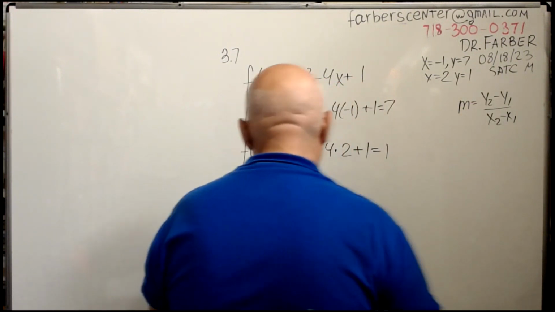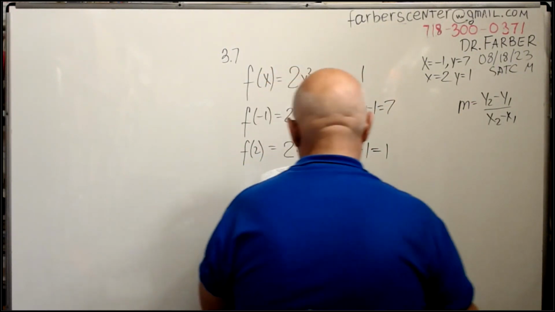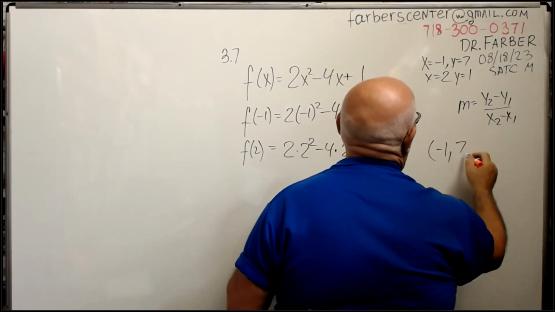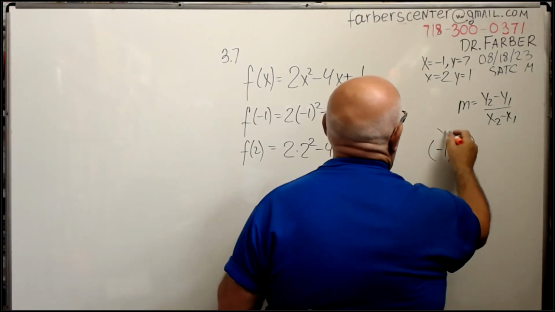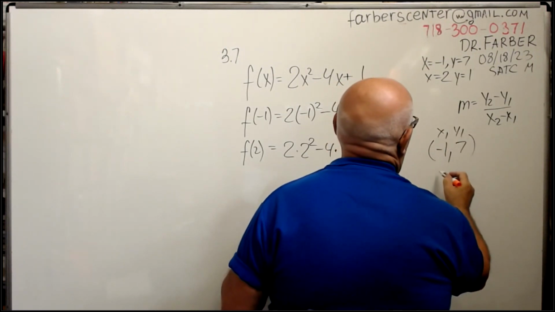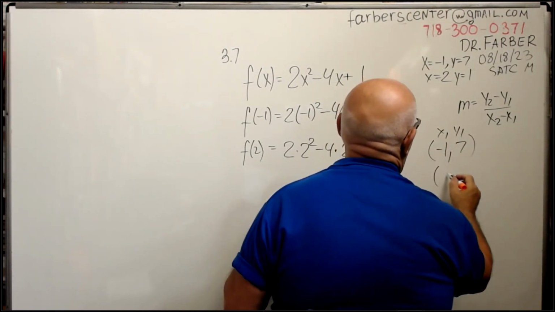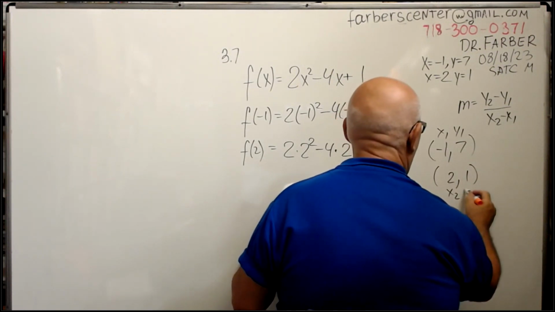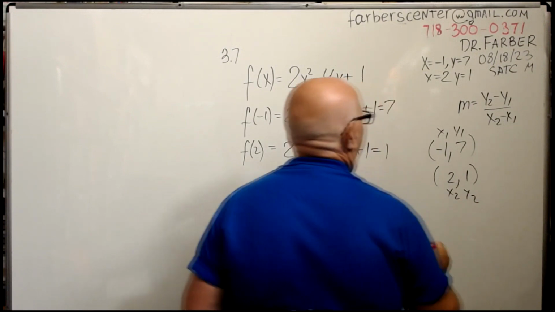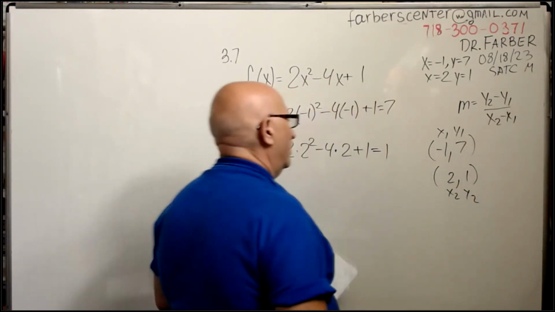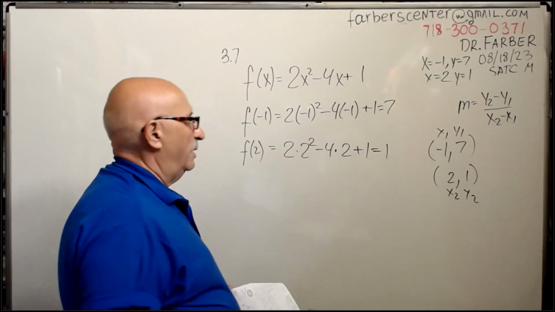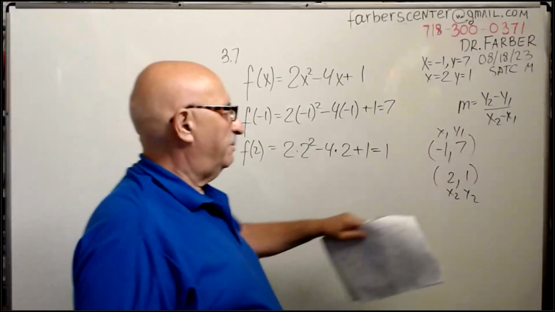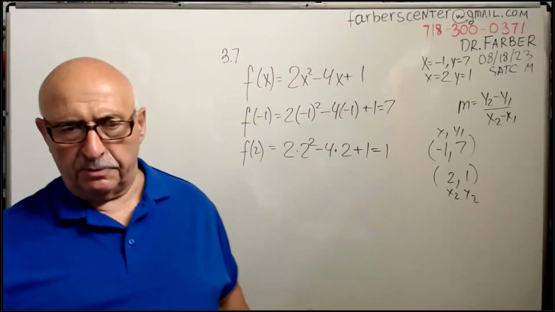So actually we have 2 points. x1, y1 is -1, 7. And the second, x2, y2, is 2 and 1. Plug everything into this. If you need help, I can do this. And you get the slope of this line. When you get the slope from here, it's a substitution.